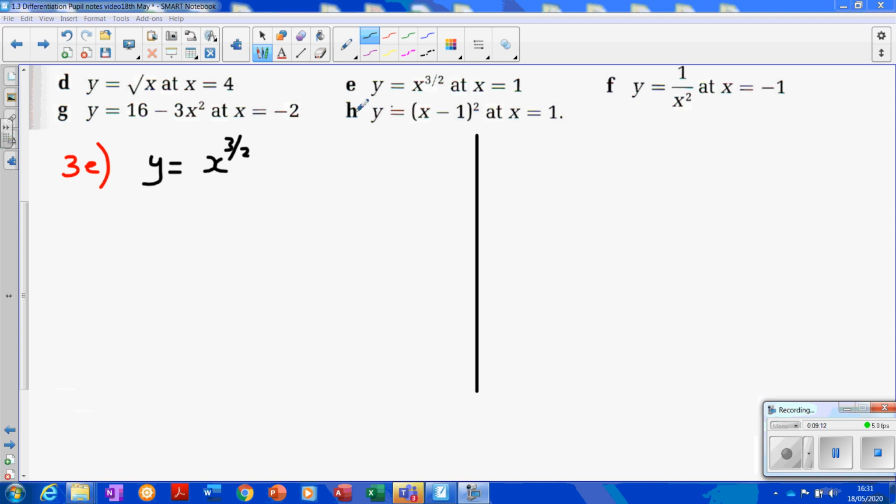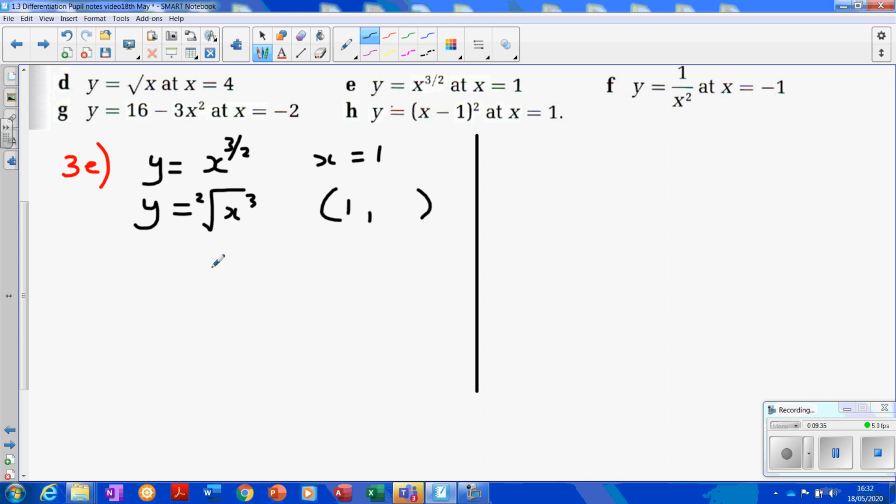Okay, next one, part A. y is equal to x to the 3 over 2, and we want to find it at x equal to 1. That's in the correct format to take the derivative of, but I want to work out what the y coordinate is for this point. So y is equal to, I want to change that to roots and powers. The 2's at the bottom, so it's the square root of x to the power of 3. So it's going to be the square root of 1 to the power of 3. Square root of 1 is 1. 1 cubed is also 1. So the point we've got is 1, 1.